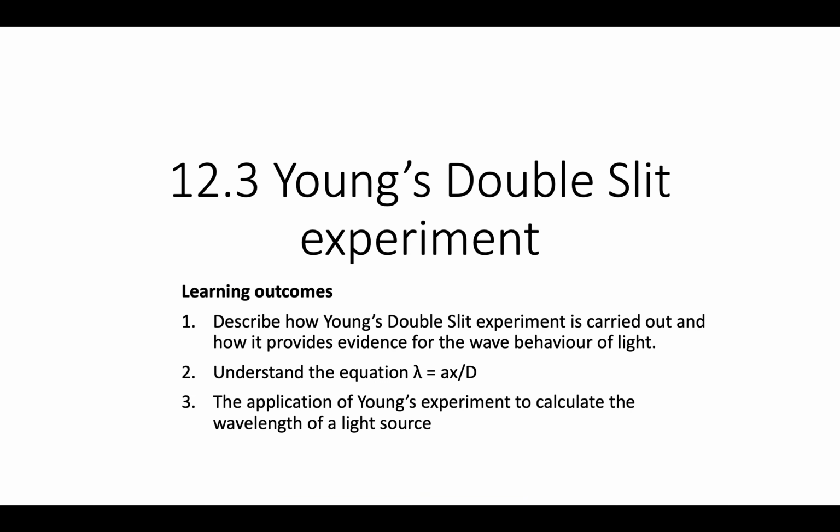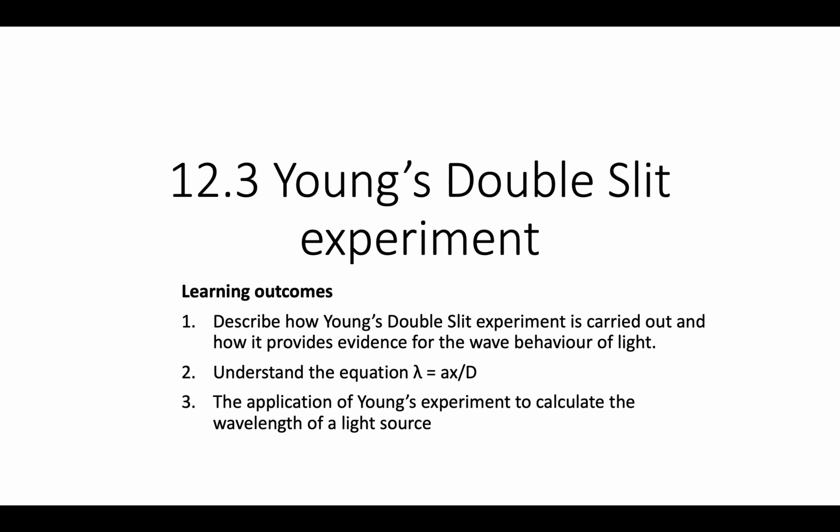Right, so what have we covered? We've described Young's double slit experiment. You need to be able to describe that, and you also need to be able to say how that provides evidence for light behaving as a wave as opposed to as particles. And then there's an equation, lambda equals AX over D. You need to understand what measurements we would need to take to be able to calculate the wavelength, and also the assumptions in that equation.